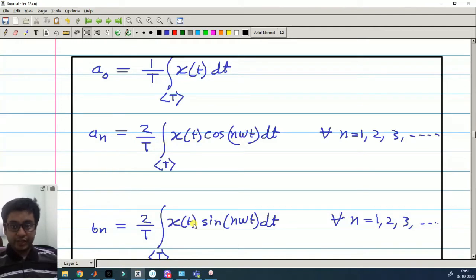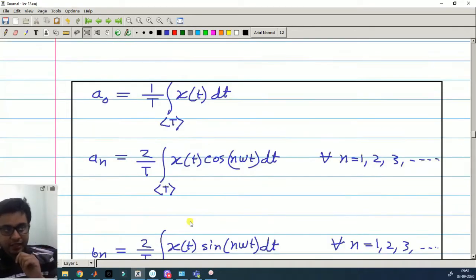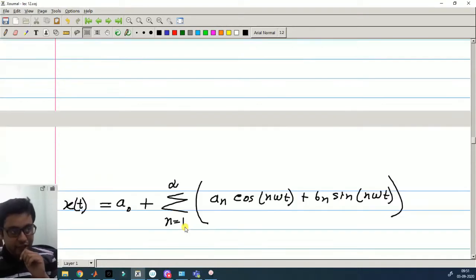Now it is very difficult to remember three formulas, and therefore there is a simple way out so that we can work with only one formula instead of three, and we shall see that simple trick today.